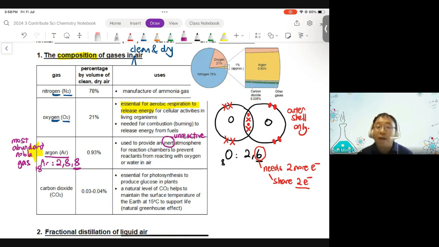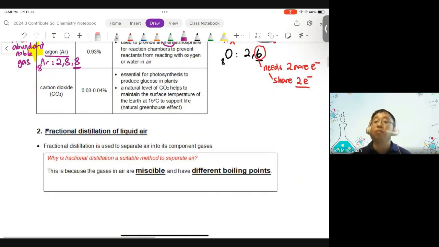So, while learning the composition of gases, it is important to learn the percentages of each gas by volume in clean and dry air. In addition, it is also good to learn the main uses of each of these gases. Okay? Now, given that air contains these gases, we can say that air is a mixture, and therefore, to separate air into each of these gases, we will need to use fractional distillation.